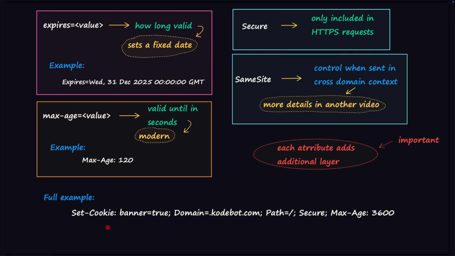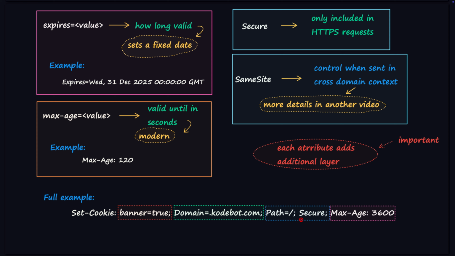So here we have this Set-Cookie response header. Here banner=true is the actual key value pair. This is the actual value that is being stored. And the domain in this case is .codebot.com, which means the cookie will be sent back to the server whenever a request is made to any subdomain of this codebot.com domain. And the path is just a /, which means the cookie will be included in all the requests.